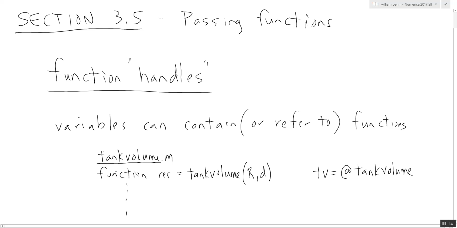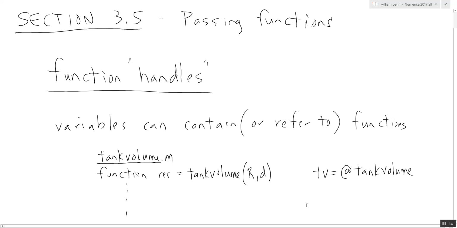So here's an example down here. Let's say we have an M file that we've created. This is one you did for your homework last week, called tank volume. That M file contains this function right here called tank volume that takes in two parameters and calculates the volume of a tank. Okay, so we've got that file, and that's a normal function called tank volume, and then we can call tank volume, right?